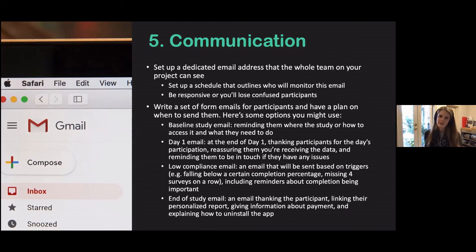And then we send them an email, obviously, at the end of the study. And it's really important here to make sure you thank the participants. We give them their personalized report. We give them information about when and how they'll be paid. And we explain how to uninstall the app if they've installed an app on their own phone.